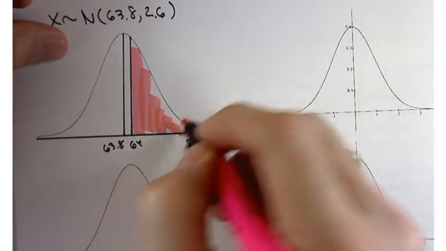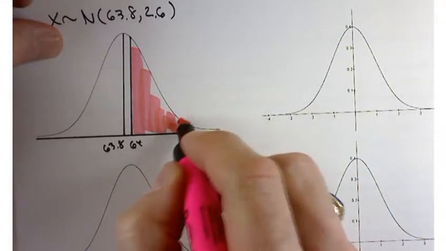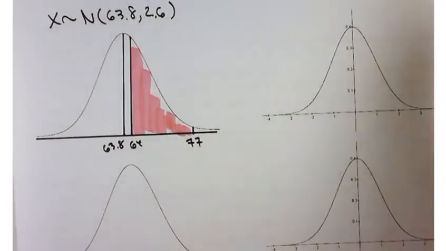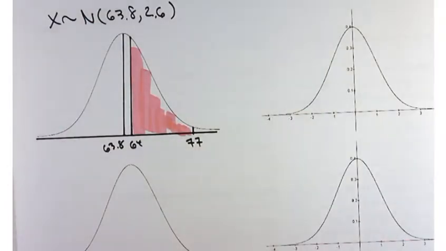Now before we calculate this percentage, can you tell me anything about it? Is it going to be close to 1, close to 0, less than a half, more than a half? Yeah, has to be less than a half. This area lies completely to the right of the mean, so it has to be less than 1/2.